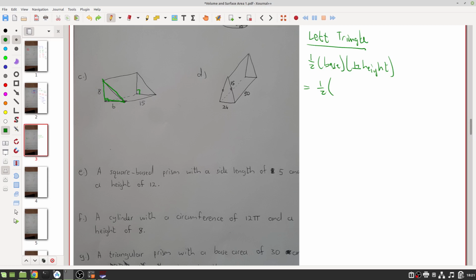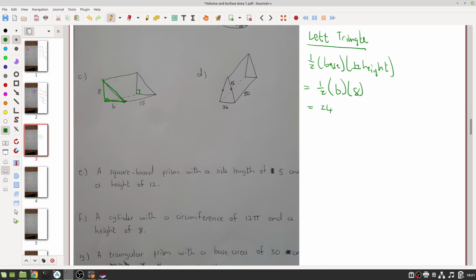You can rotate this image, put it down like you want. As long as the two sides of a triangle are perpendicular, that's the base and the perpendicular height that we need to use. So I'm going to use the base as 6 and the perpendicular height as 8. And then we get half times 6 is 3, 3 times 8 is 24.